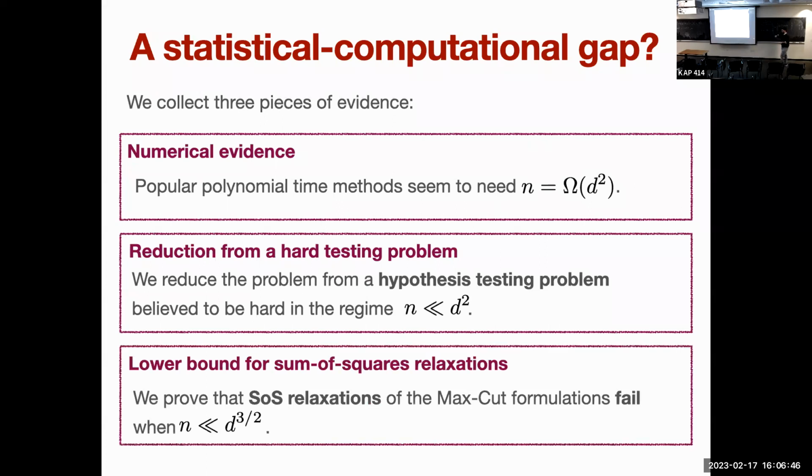And finally, I'm going to talk a little bit about semi-definite relaxations. There is a very popular hierarchy of semi-definite relaxations called sums of squares. We're going to prove that those relaxations also fail to solve the problem, although not in the case where d is squared, but when d is d to the power of 3/2. So it's slightly weaker than what we really want.